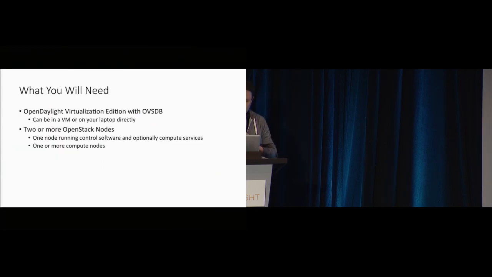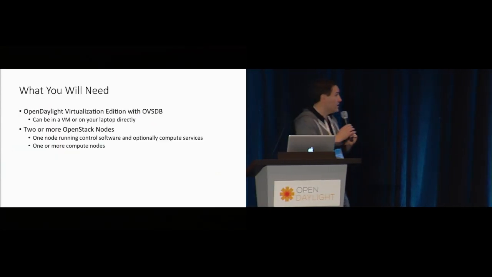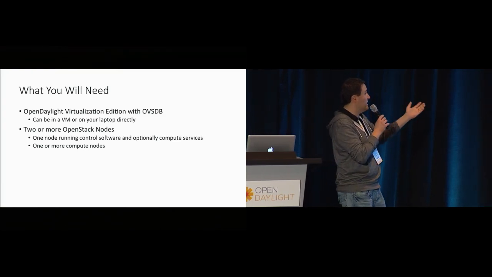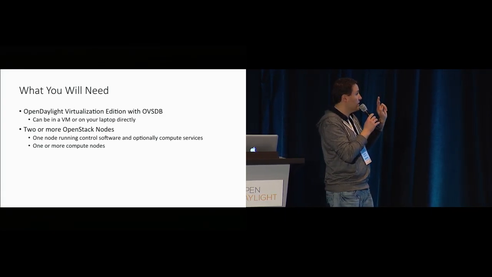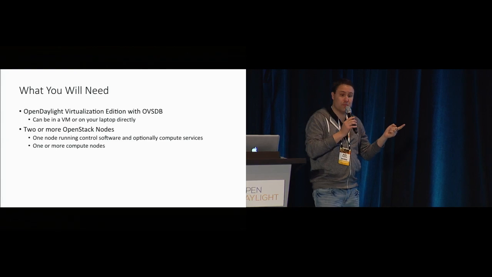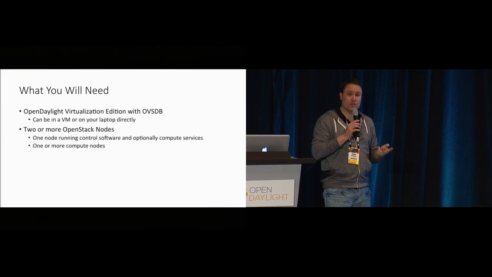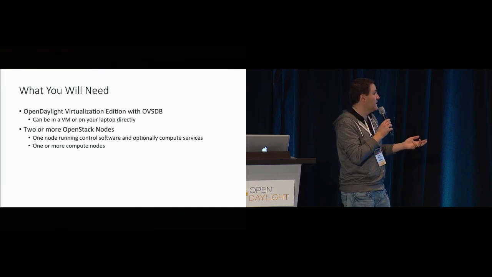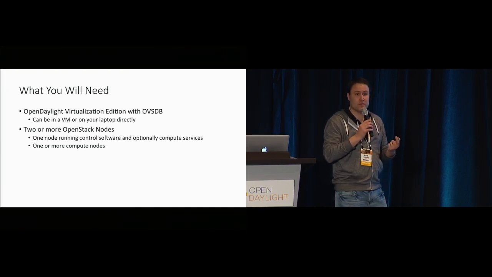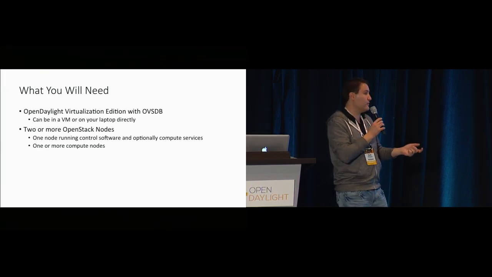Okay. So really this is as simple as it gets right now. We're going to have two VMs. One of the VMs that you're going to use will have OpenDaylight running in it as well as the OpenStack control software and OpenStack Compute, Nova Compute, on it. And the second VM will just be running Nova Compute. This way we'll be able to see the tunnel network set up for the tenants and everything like that.